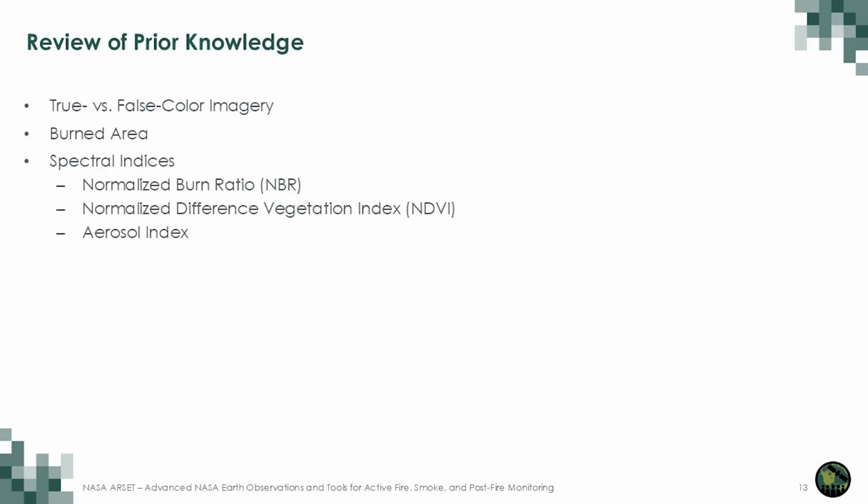A spectral index combines different wavelengths of light to highlight specific features on the Earth's surface or atmosphere. Different indices can give information on the health of vegetation, water quality, burn severity, the presence of aerosols, and more. Examples of these referred to in Part 1 are the normalized burn ratio, or NBR, the normalized difference vegetation index, NDVI, and aerosol index.